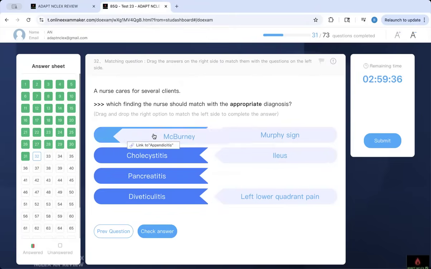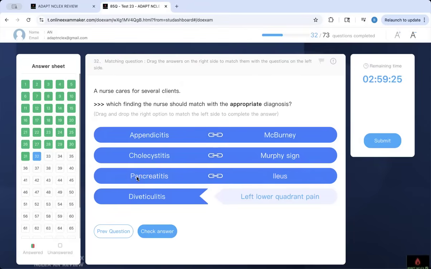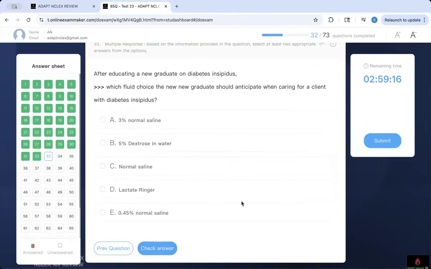Appendicitis is associated with the McBurney. Cholecystitis, they have Murphy sign. That's right upper quadrant pain. Pancreatitis, you're going to have ileus, bowel slow down. And diverticulitis have left lower quadrant pain. It's a concept, you know. In a question form, don't let the NCLEX take it away. I know you mastered them.